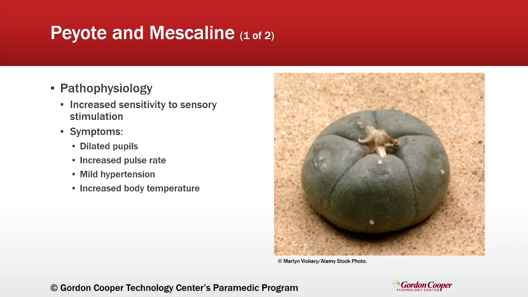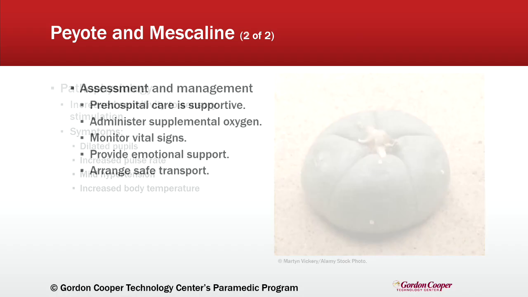It produces a psychedelic experience that typically begins with heightened sensitivity to sensory stimuli such as flashes of color and a disoriented sense of time and space. Users also state that they have an out-of-body experience with hallucinations that can be influenced by the user's environment. Physical effects might include dilated pupils, increased heart rate, mild hypertension, and an elevated body temperature.